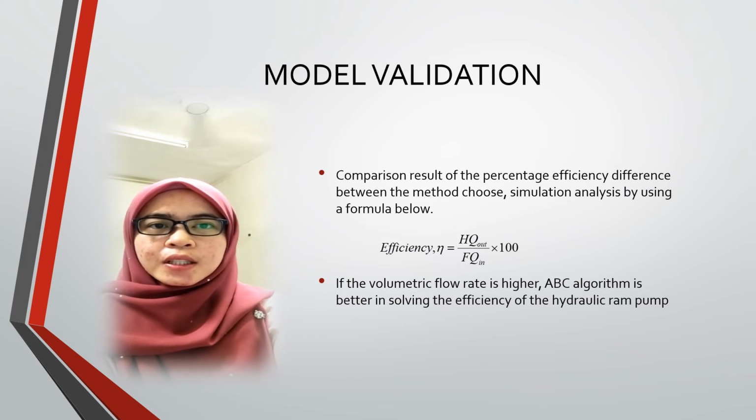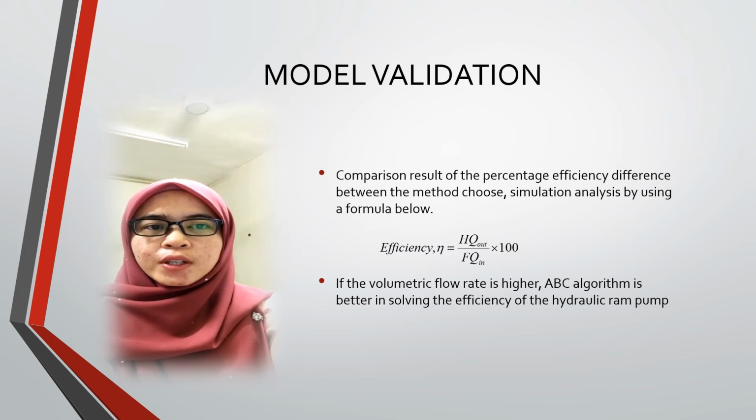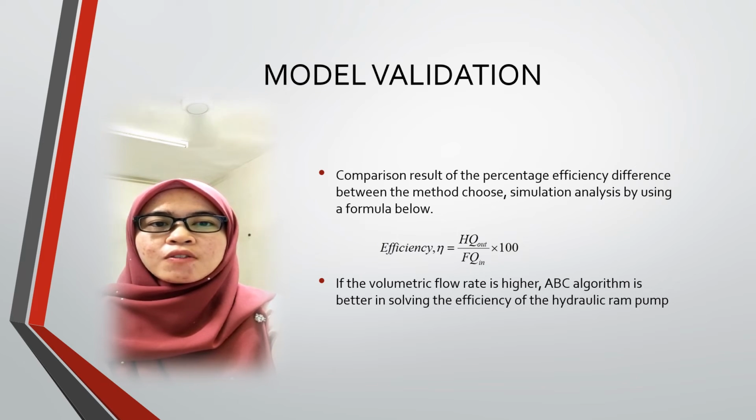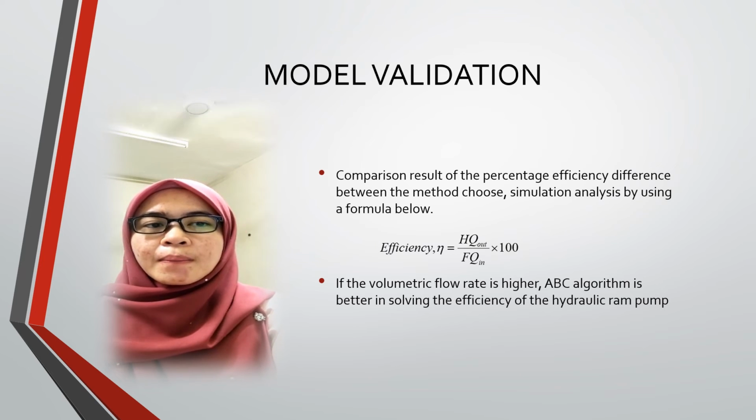Model validation. The validity is determined by comparing the percentage efficiency difference between the chosen method, the ABC algorithm, and simulation analysis by using the formula below. The highest volumetric flow rate represents the highest percentage efficiency of the hydraulic ram pump. If the volumetric flow rate is higher, it shows that the ABC algorithm is better in solving the efficiency of the hydraulic ram pump because it has a high percentage difference, and vice versa.